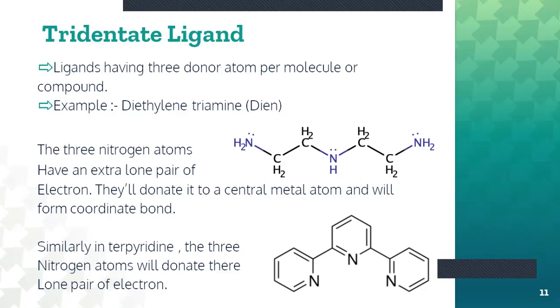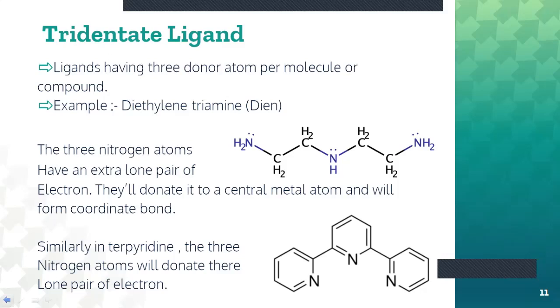As you can see in the structure, the three nitrogen atoms mentioned in the blue are having their lone pair of electrons, and all these three will donate their lone pair of electrons to the central metal atom and will form a coordinate bond. So this entire molecule or compound itself is having three donor atoms, therefore it is a tridentate ligand. Look at the structure that is mentioned below.